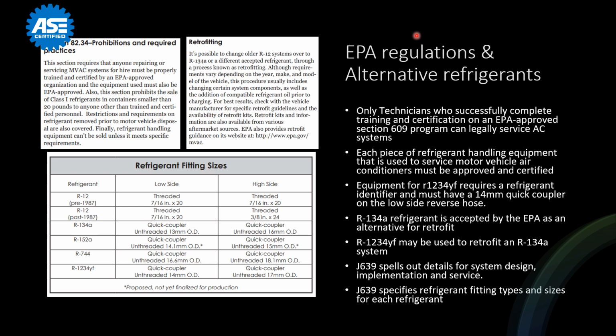In the EPA regulations and alternative refrigerants sections, they're going to discuss two different things. Now, the main thing that they're going to discuss in EPA regulations is that only technicians who have completed their 609 training and have been certified can work on AC systems. If you do not have your 609 certification, then you should not be allowed to work on AC systems, and you can actually be prosecuted if they catch you working on an AC system and you don't have your 609 certificate. So it's very important.